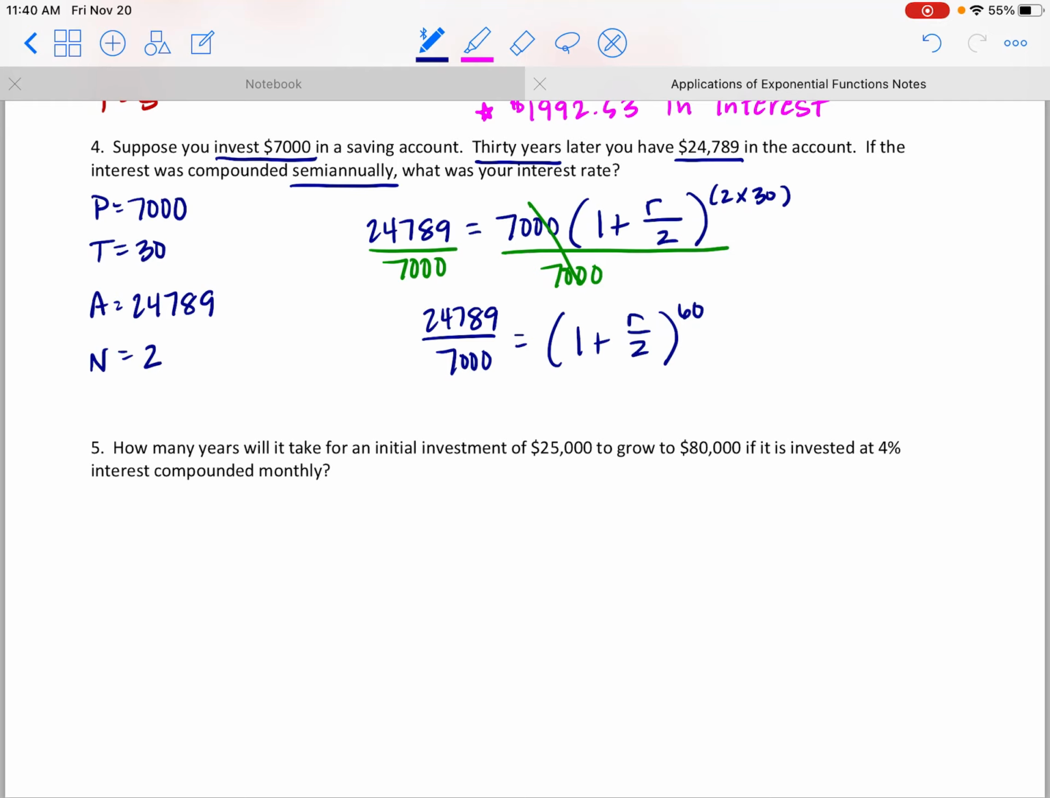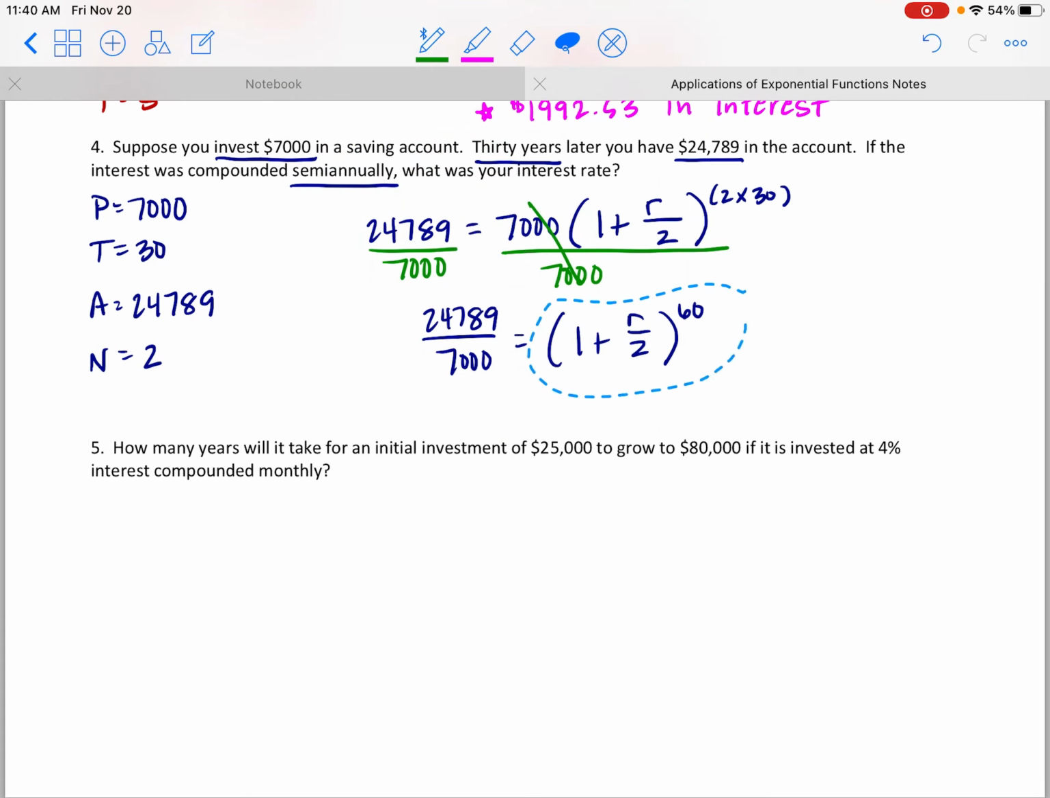How do we solve from here? Well, I'm trying to get r by itself. Okay, I can't do that because it's trapped in the parentheses. And in order to get rid of the parentheses, I've got to get rid of the 60th power. How do I get rid of the 60th power? Well, it's just like if I was getting rid of a square, I could square root. If I was getting rid of a cube, I could cube root. If I was getting rid of a 4th power, I could 4th root. So if I want to get rid of a 60th power, guess what I'm going to do? I'm going to take a 60th root. First time for everything, right?